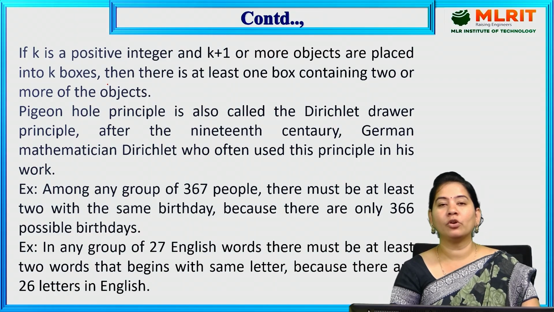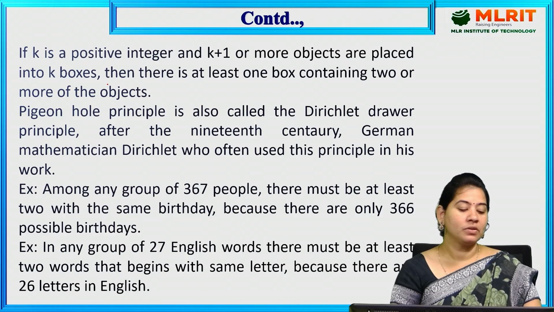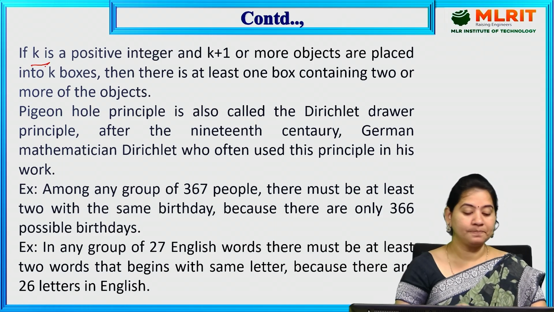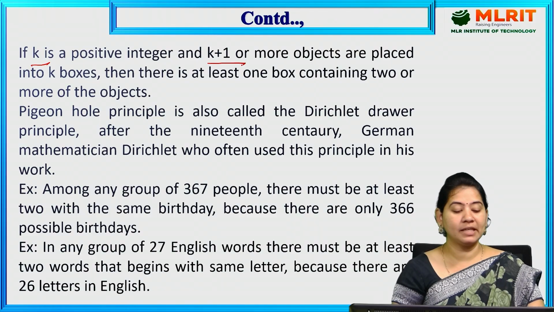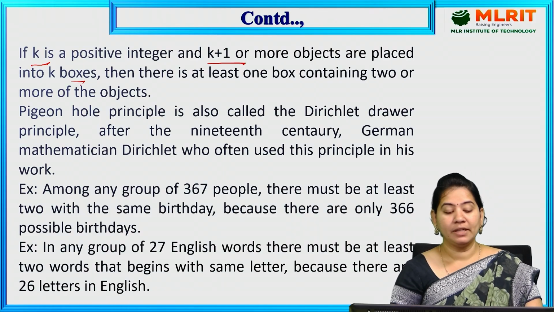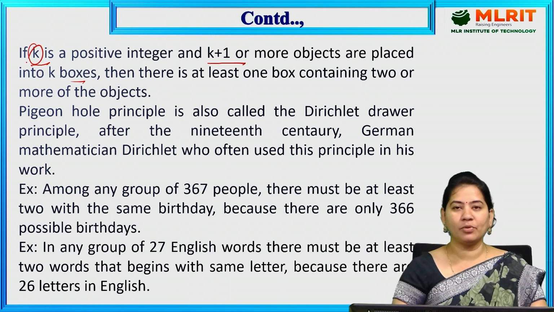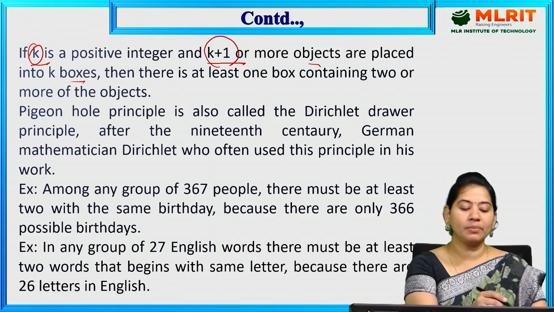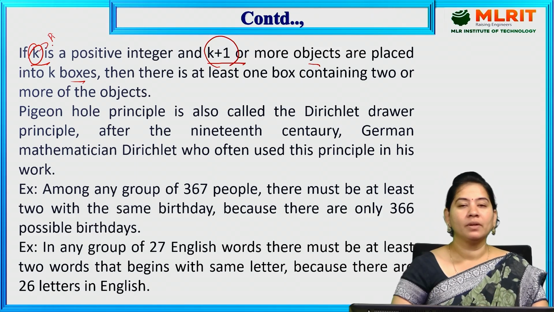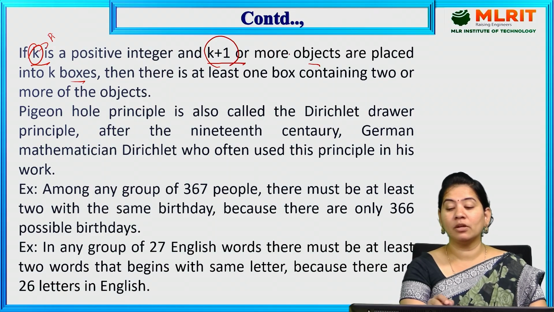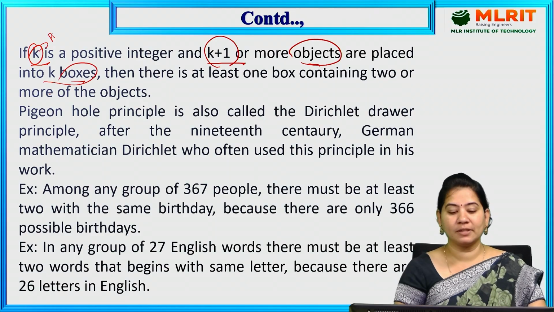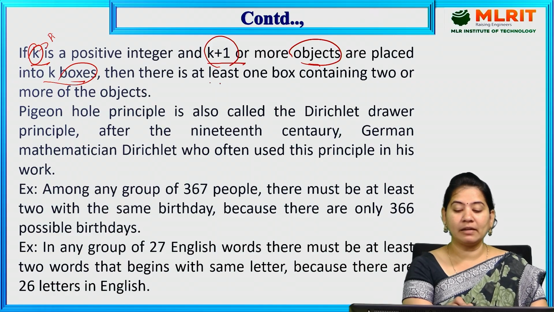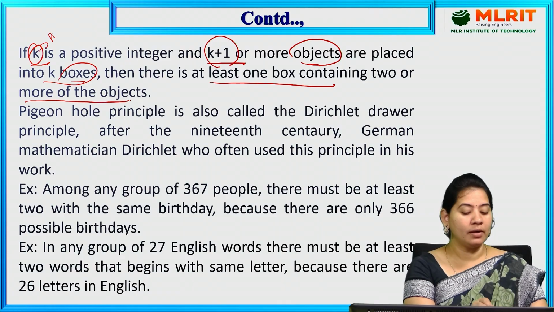Now we have the formal definition also. Besides this real-time example, we have the formal definition of the pigeonhole principle: if k is a positive integer and k plus 1 or more objects are placed into k boxes, then there is at least one box containing two or more of the objects. Here k is a positive integer, the number of pigeonholes, and k plus 1 or more objects are placed into k boxes.